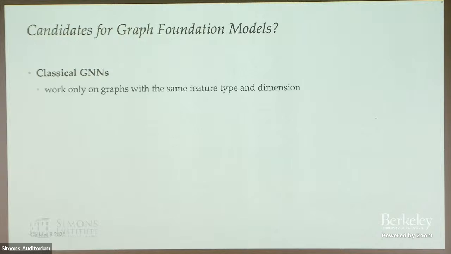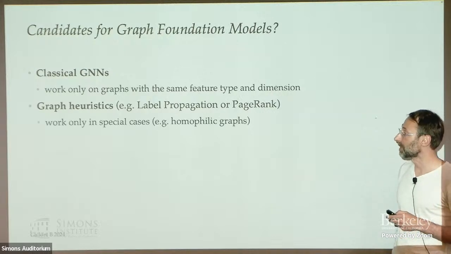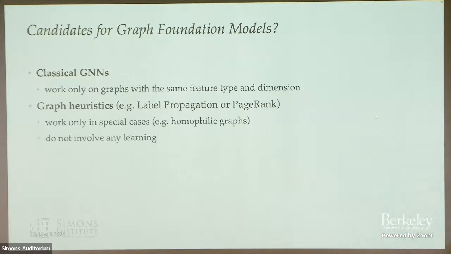We've seen that classical GNNs only work on graphs where we have the same feature type and dimension. Graph heuristics such as label propagation or PageRank work only in special cases where the graph, for example, is homophilic, and they don't involve any learning. So we can hardly call them foundation models.